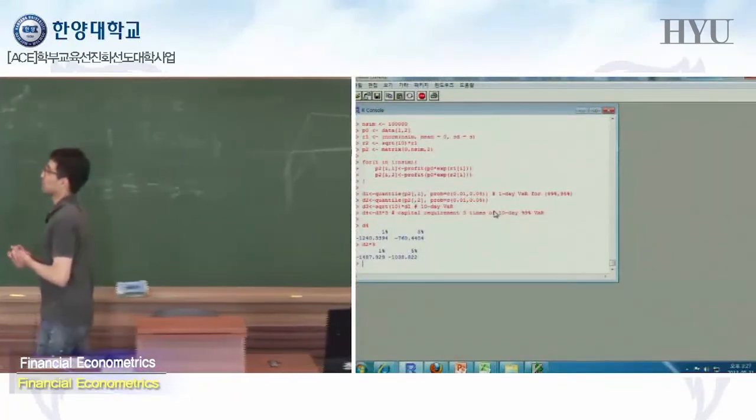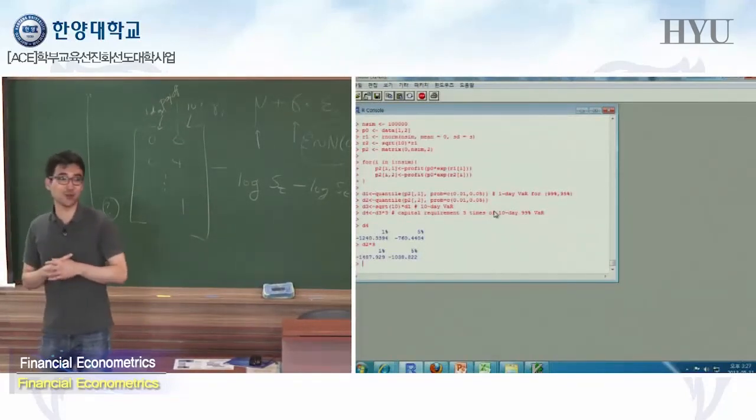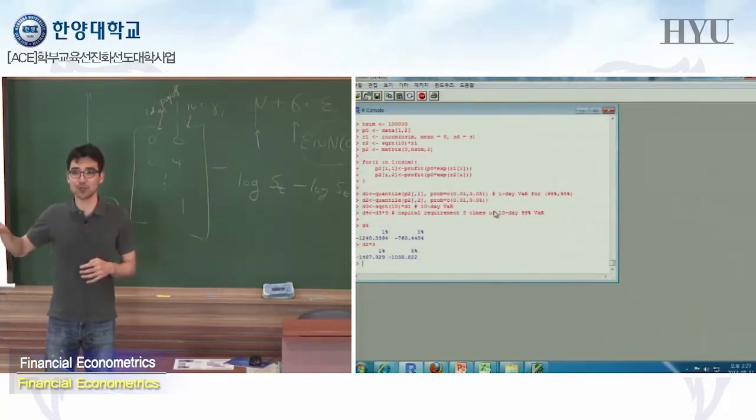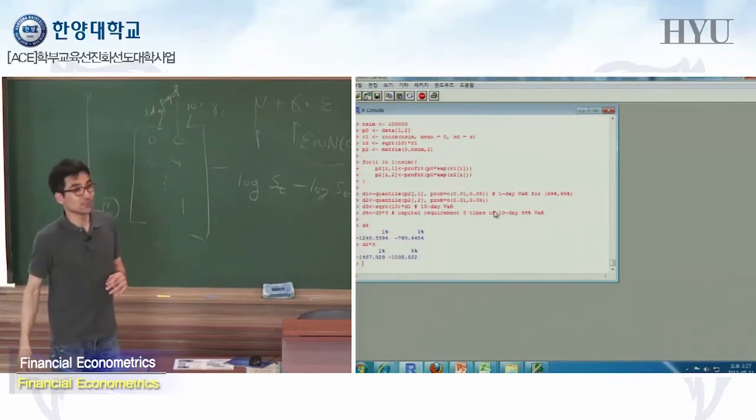Okay? So it is the simulation, Monte Carlo simulation based approach of calculating value at risk. Okay? First, any question? Okay, no question. Okay? Yeah. What do you mean by?